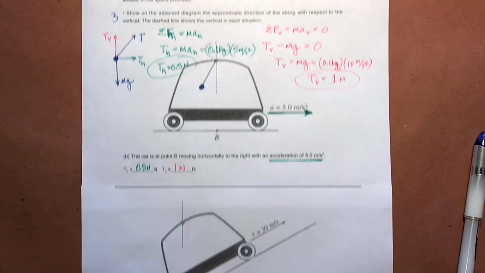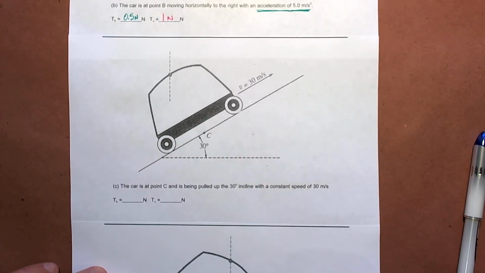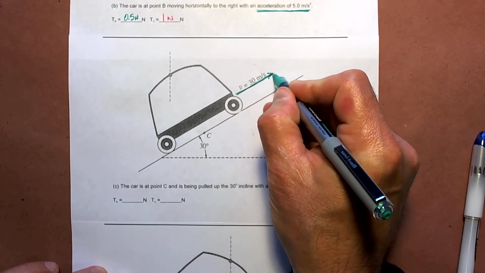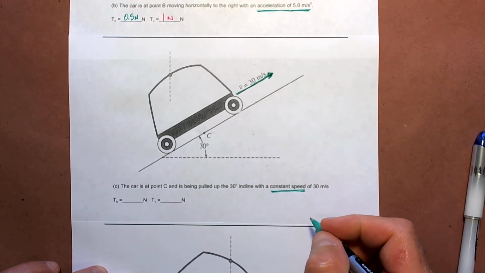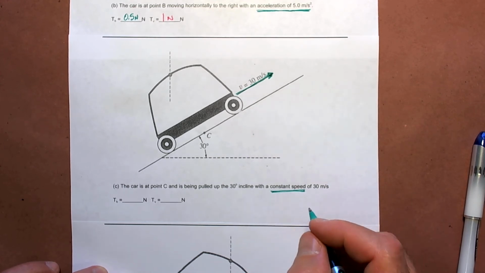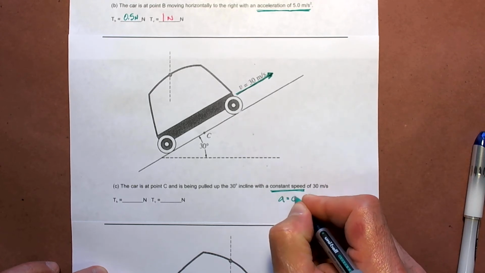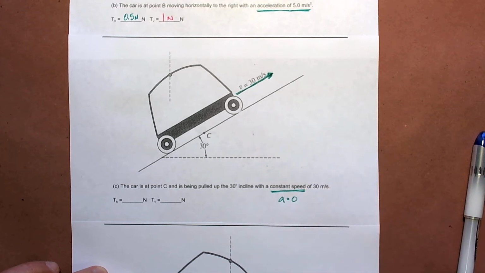So that's the second part. That's position B. Position C looks like we're going up the incline. We're moving up the incline, but this time it says not an acceleration. It says we're moving at a constant speed of 30 meters per second. Now, constant speed, again, is just like being at rest. The acceleration is 0, because if the speed isn't changing, then the acceleration is 0.